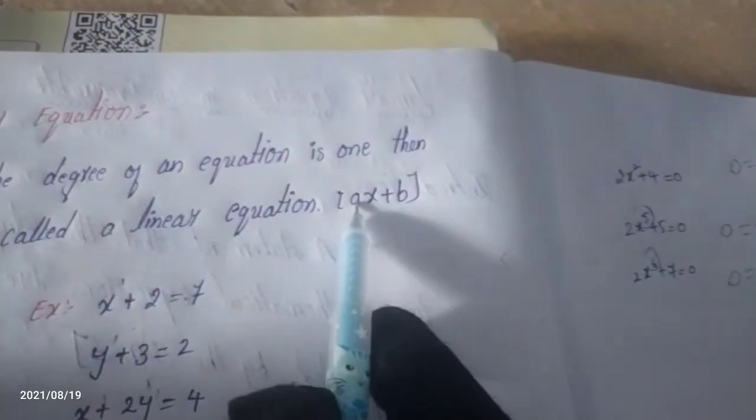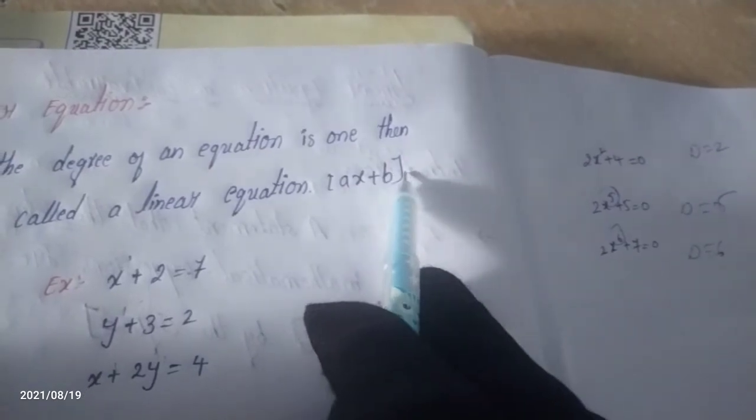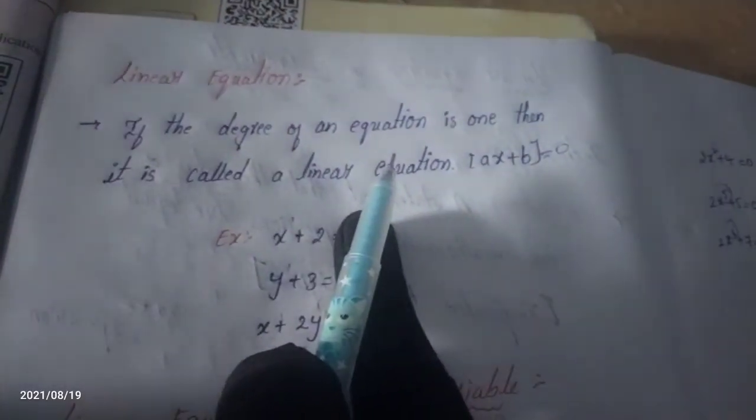The standard form of a linear equation is ax plus b is equal to 0. It is the standard form of a linear equation. First, we discussed the equation and the linear equation. Now come to the next point.